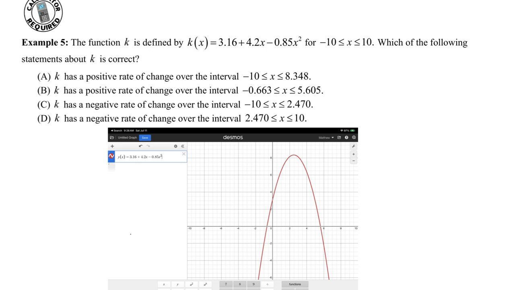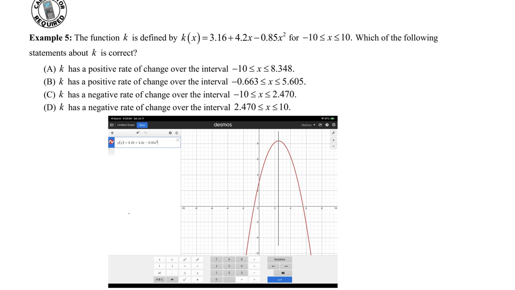positive slopes and some negative slopes. So we have to be careful of the words and what they're asking for. I noticed that A and B talk about positive rates, C and D talk about negative rates, and half of our graph will have positive rates, the other half will have negative. So I'm going to take a second and I'm going to put in the axis of symmetry. Remember that word from last year?